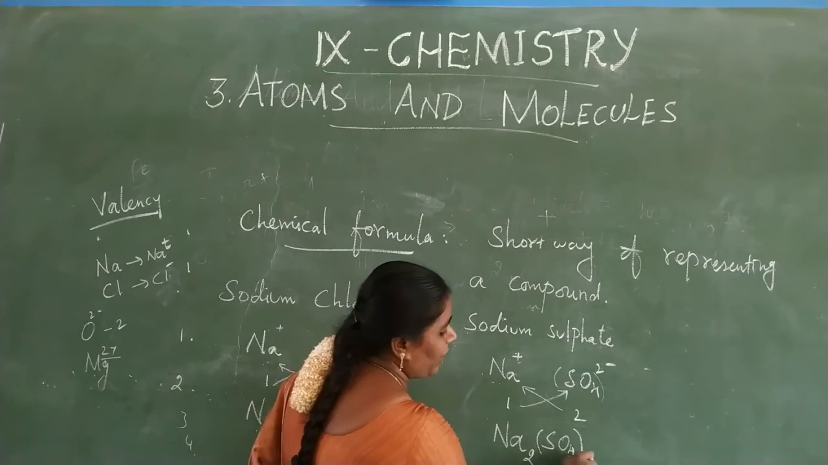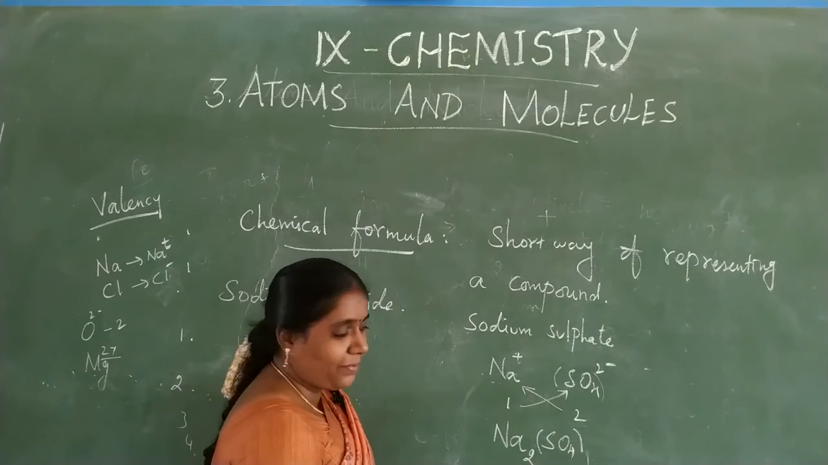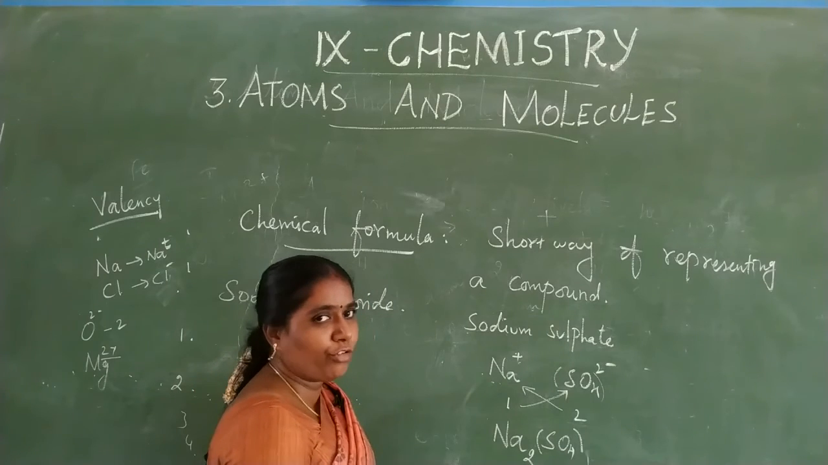And what's the valency for sodium? 1. So 1 means no need to write. So what's the formula for sodium sulfate? Na2SO4.